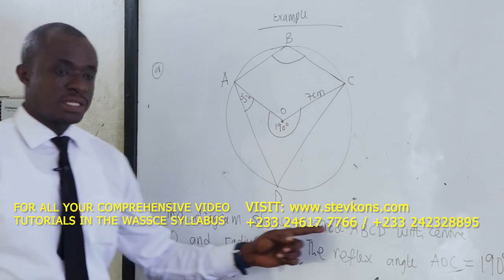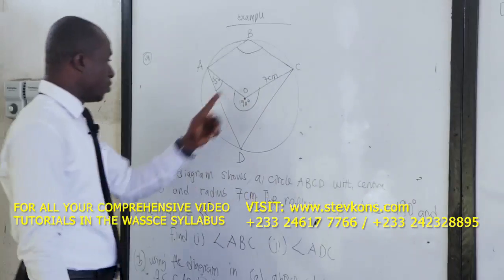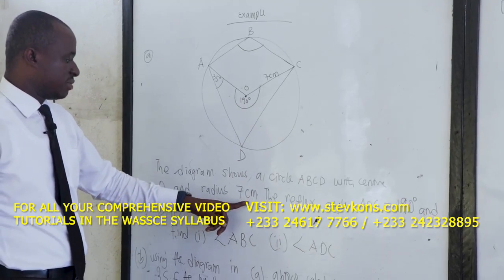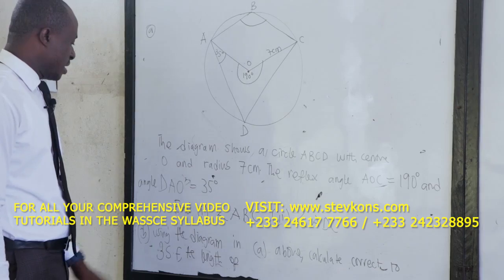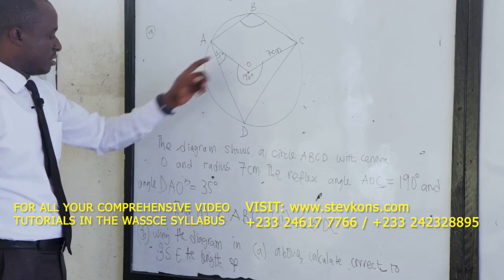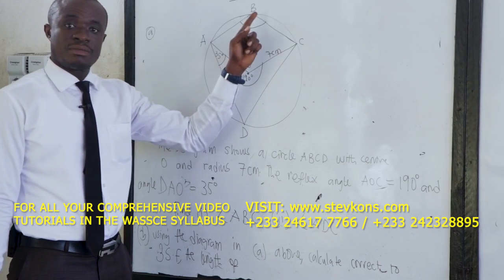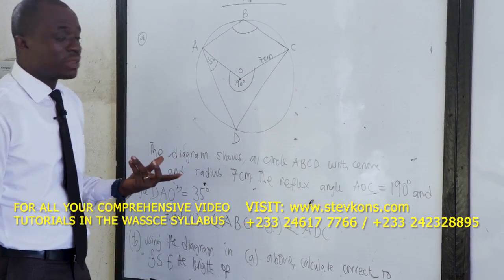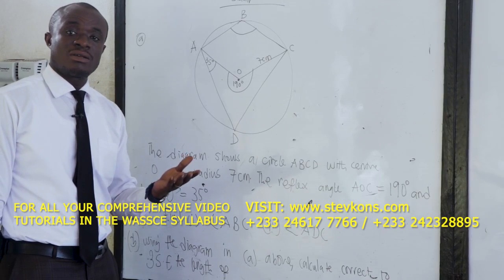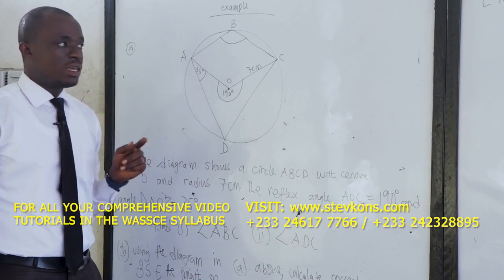Now let's consider this past question. The diagram shows a circle ABCD, with center O and radius 7 centimeters. The reflex angle AOC is 190 degrees, and then DAO is 35 degrees. So we want to find ABC. Now this center and circumference, what do we know? The angle a chord subtends at the center is twice the angle that it subtends at the circumference.